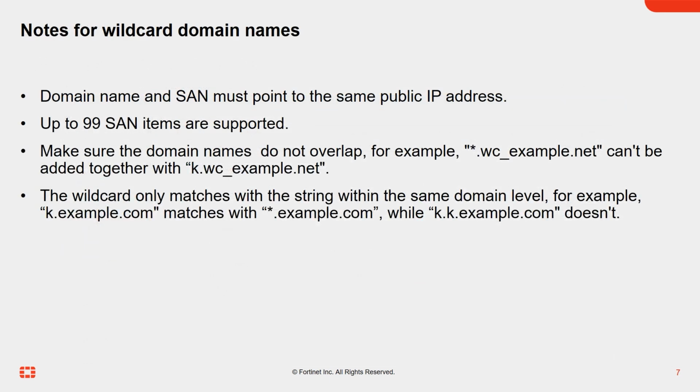Here are some key considerations when using wildcard domain names. The domain name and SAN must point to the same public IP address. Up to 99 SAN items are supported. Make sure the domain names do not overlap.